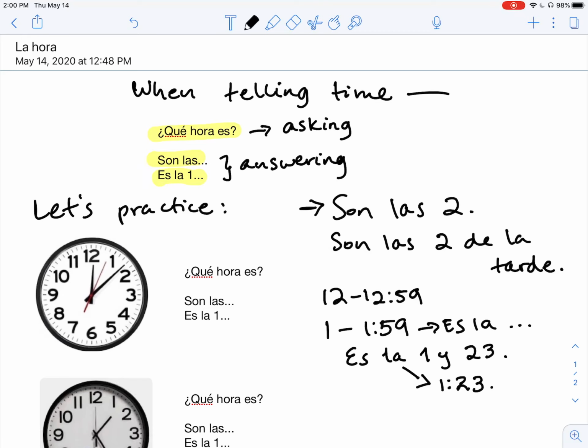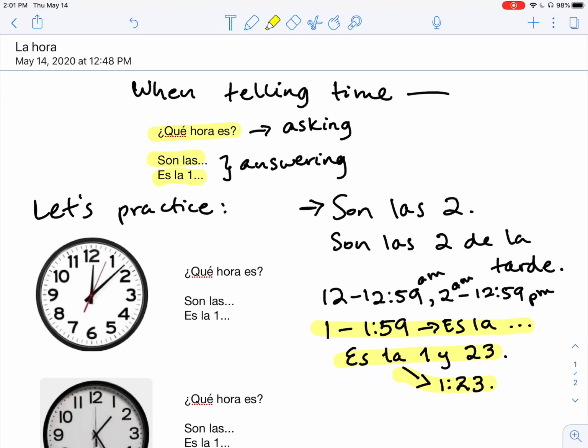So here, let's pick back up: 12 to 12:59, and then 2 to 12:59, a.m. and p.m. You get the point. The only time you use es la is going to be during the 1 o'clock hour. All right, so let's get back here.